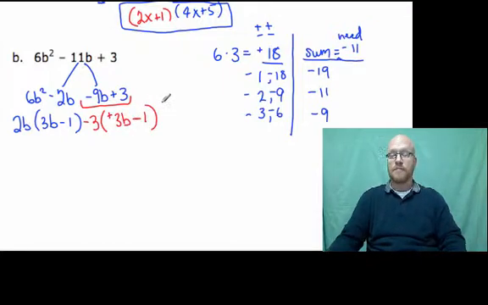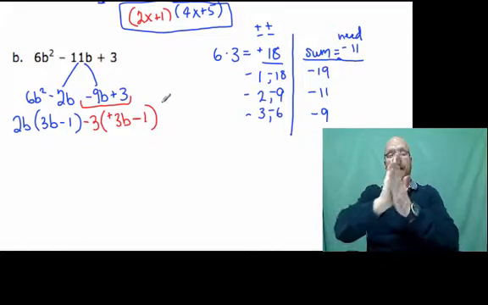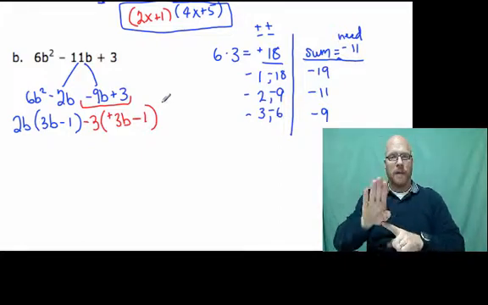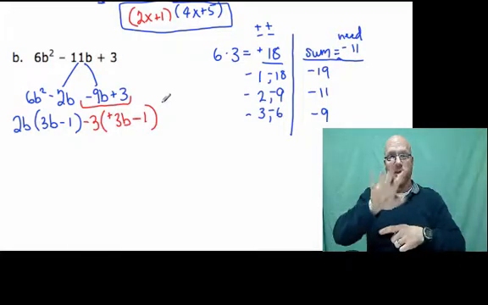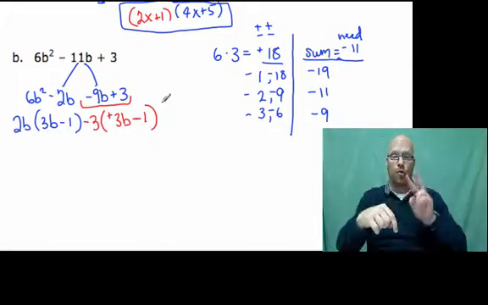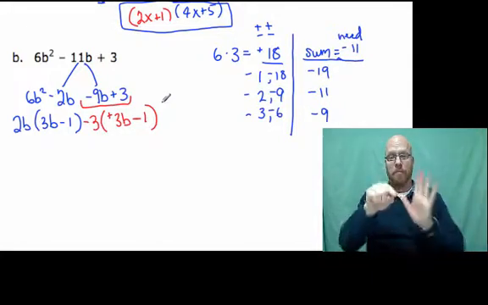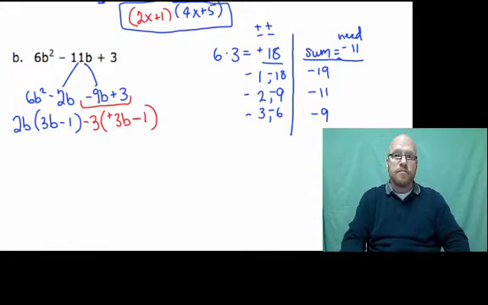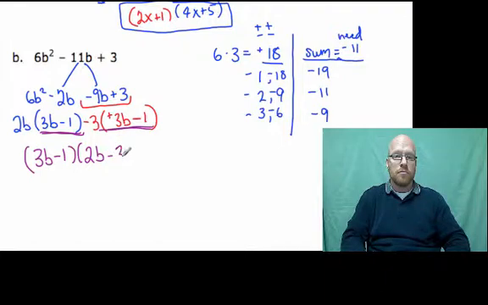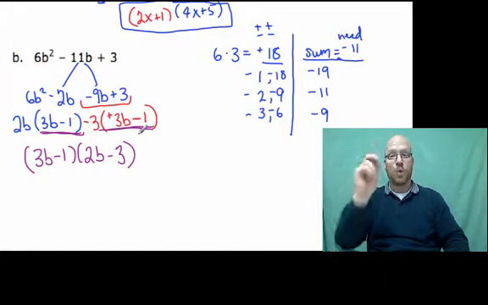Now, the -9b is divided by -3, and the leftover is positive 3b. And if we were to multiply it through again, -3 times 3b is -9b, and -3 times -1 is positive 3. So it does match. It's worked out. We've divided correctly. Now this is our answer.